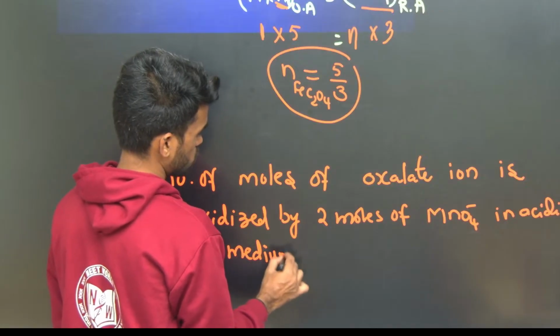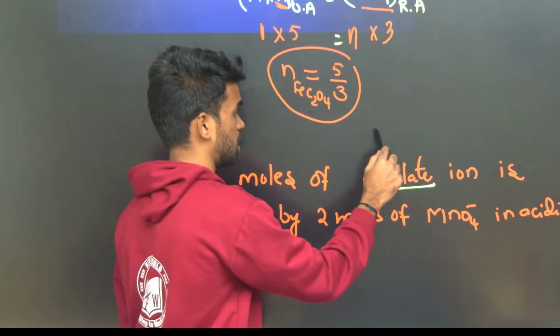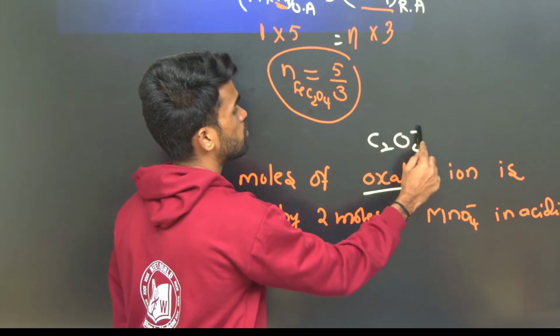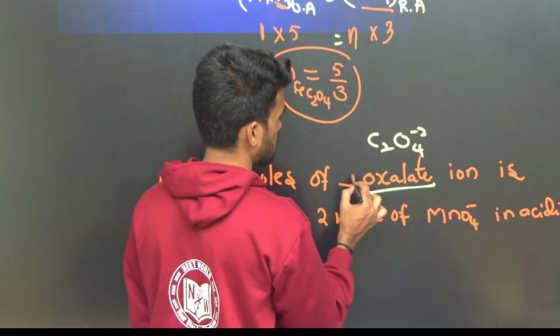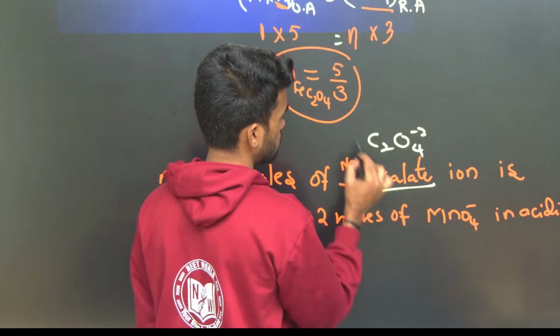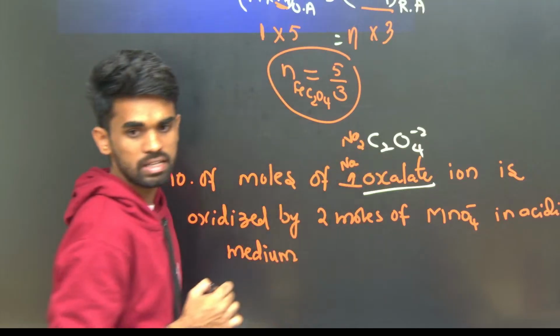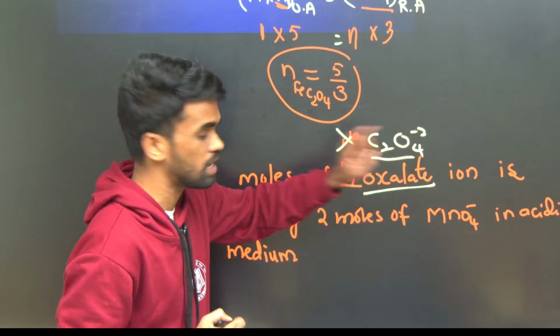Okay. So, same concept you need to use. Oxalate means instead of taking ferrous oxalate, I have just taken oxalate. It means C2O4 2- only I have taken. Otherwise they will say something like sodium oxalate, Na2C2O4, or calcium oxalate, something like that. Here this won't be involved in the reaction, only oxalate ions will be involved.